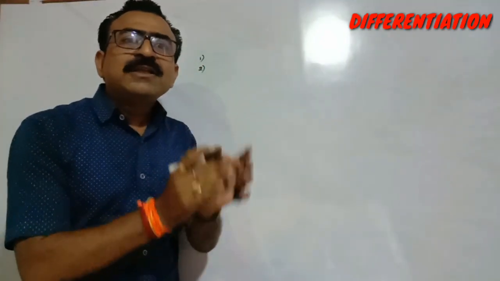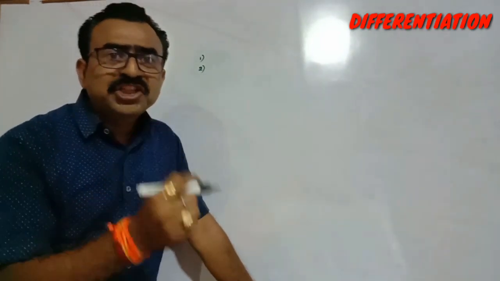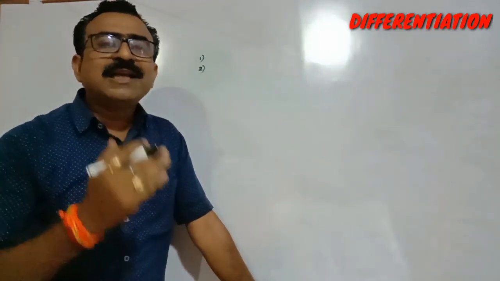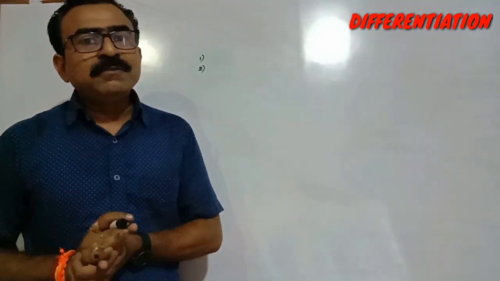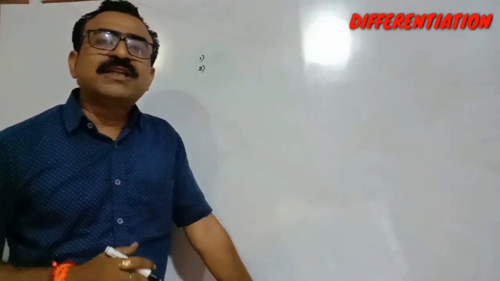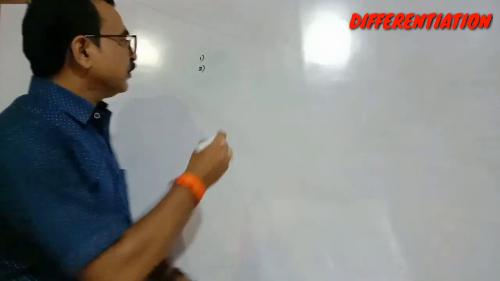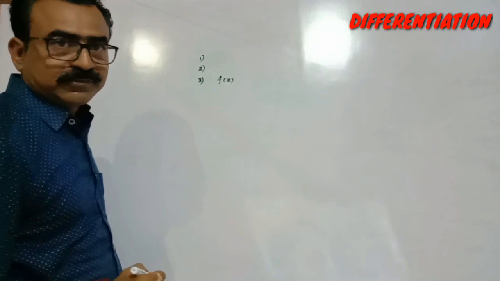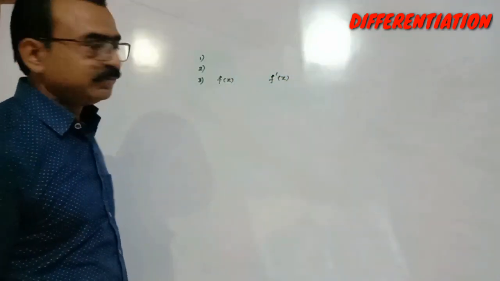Differentiation means, suppose a big work is cut into small pieces. Then each small piece is called differentiation. Is that clear? Let me explain in a simple way. In a sugarcane factory, sugar is obtained from sugarcane. In other words, you can say that sugar is the derivative of sugarcane. Understood? If a function is denoted by f of x, then its derivative is denoted by f dash x.